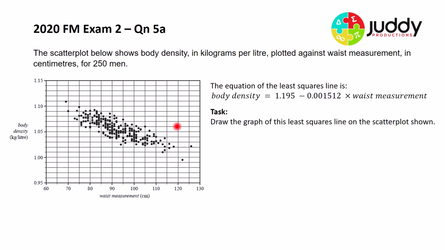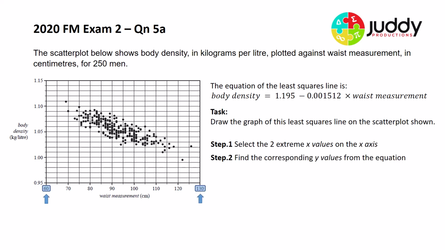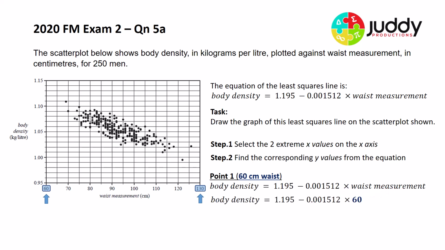A lot of data in this scatter plot, but again, the same simple steps are applied. Step number 1, select the two extreme x values on the x-axis. So there's our minimum, there's our maximum. Step number 2, find the corresponding y values from this equation. So we have coordinates to plot. So let's examine point 1 with a 60 centimetre waist. In our equation where we have the waist measurement, we're going to substitute 60.